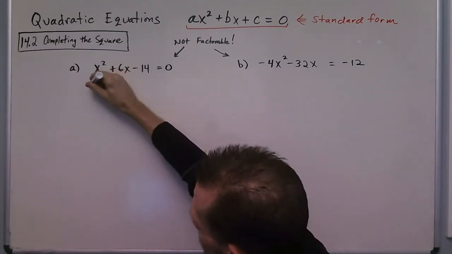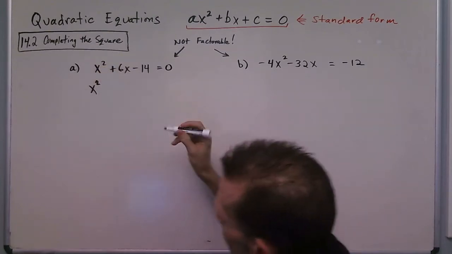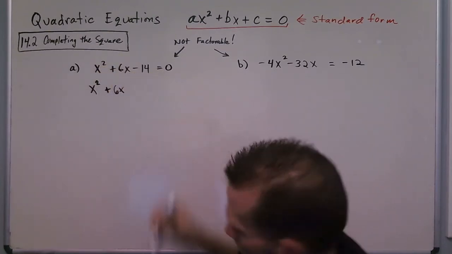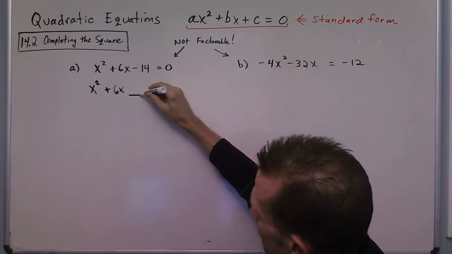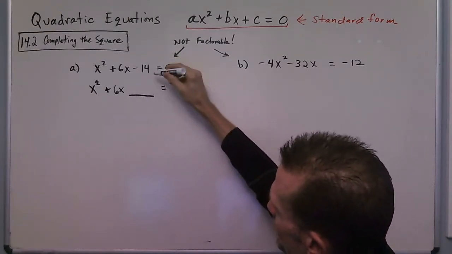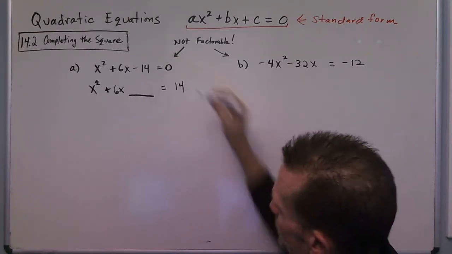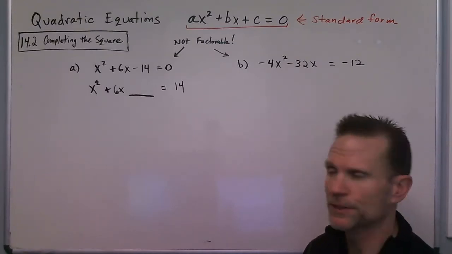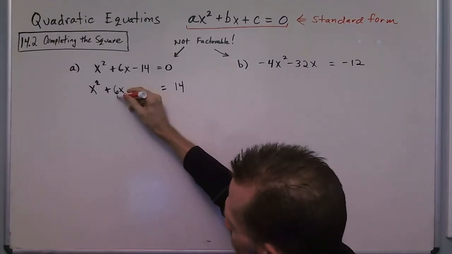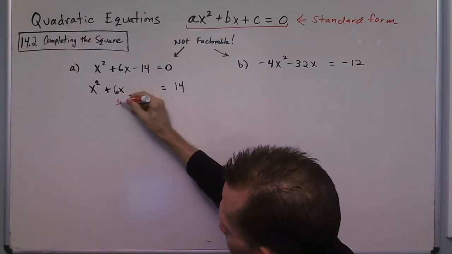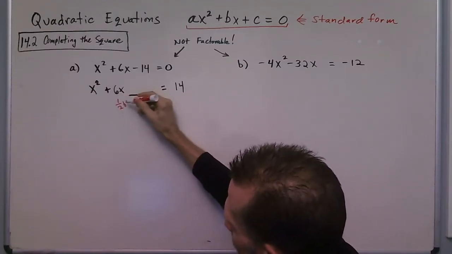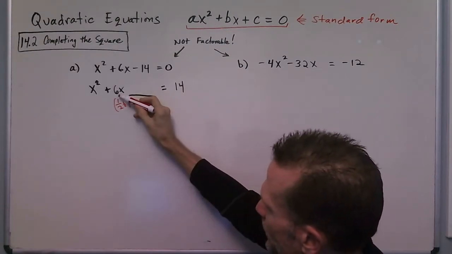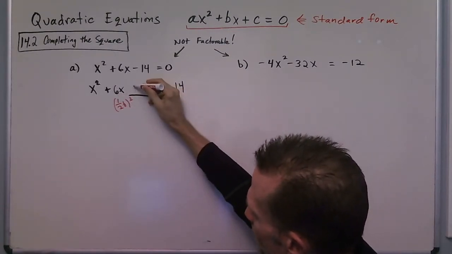What we're going to do is copy down our first term, copy down our b term, then leave a space here, and add 14 to move our c term to the right side of the equation. So this is where we complete the square. We take half of b, and then we square that number. So half of 6 is 3, and 3 squared is 9.